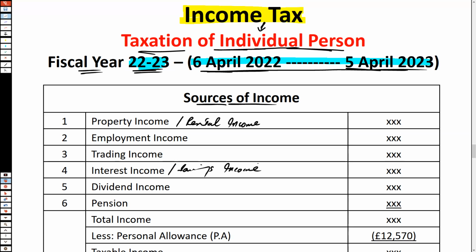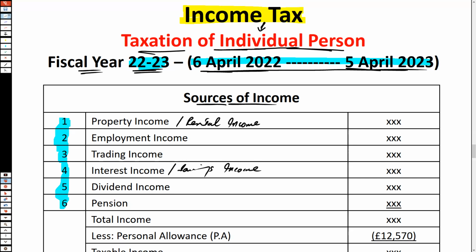If you have purchased shares of a company and yearly you are getting a dividend from the company, it would be considered dividend income for you as an individual person. And if you are now of old age, sitting at your home, and still getting an amount from the government or your employer, that would be considered pension income. Apart from these 6, no other source of income is there for an individual person.